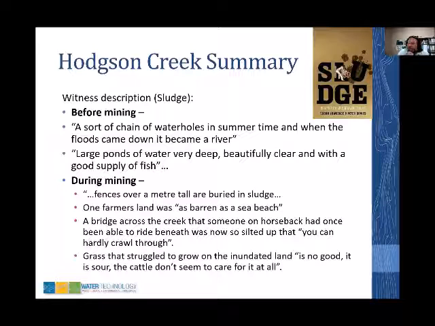And then witness descriptions during the mining just demonstrate the effects of what mining caused. And there are comments such as fences over 1 metre tall are buried in sludge, and one farmer's land was as barren as a sea beach. The bridge across the creek that someone on horseback had once been able to ride beneath is now so silted up that you can hardly crawl through. And grass that struggled to grow on the inundated land is no good, it is sour. The cattle don't seem to care for it.